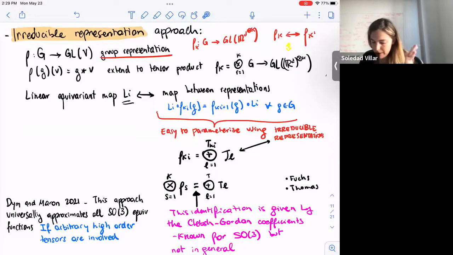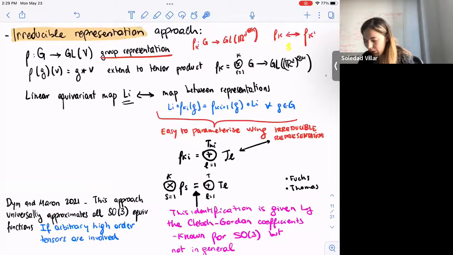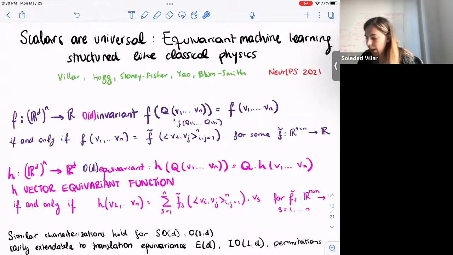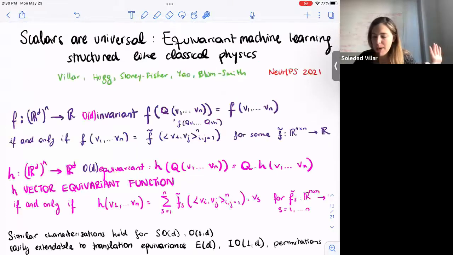And there are many papers, like one by Dym and Maron, where they show that this approach universally approximates all SO3 equivariant functions if you can use arbitrarily large order tensors in these layers. So it's kind of like a Stone-Weierstrass kind of result. If I went too technical in the past two, four, or five minutes, I hope I'm coming back to something that is a little bit less technical.